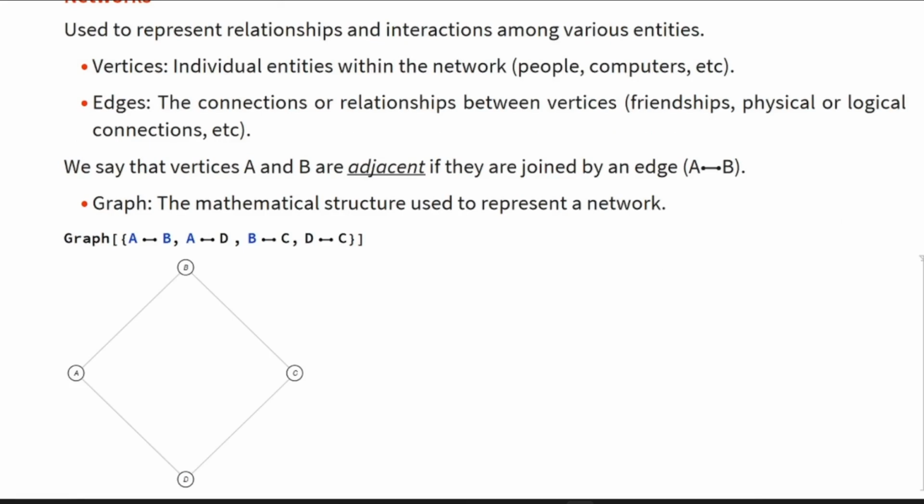Another important definition related to this is that we say that vertices A and B are adjacent if they are joined by an edge. And finally, the last definition is a graph. A graph is a mathematical structure used to represent a network. It consists of vertices and edges, but here we don't really care about the interpretation for them nor what they represent. And we can specify a graph in the Wolfram Language by specifying the edges of the network.